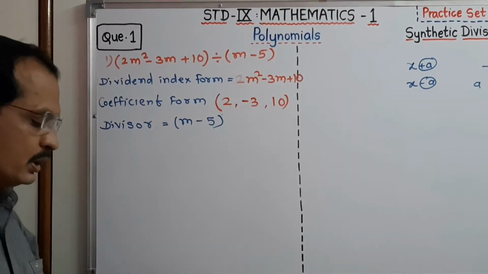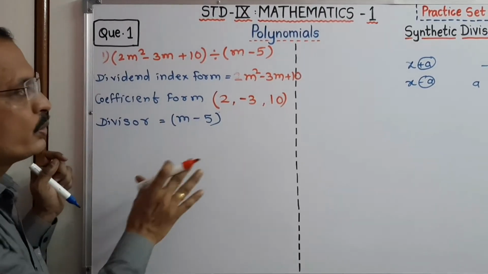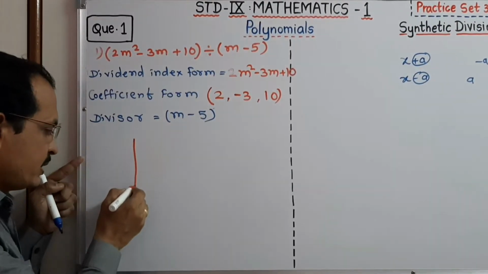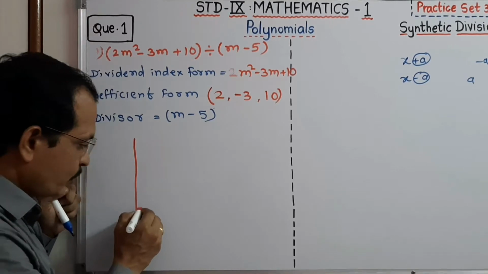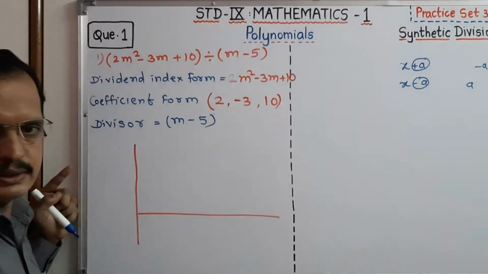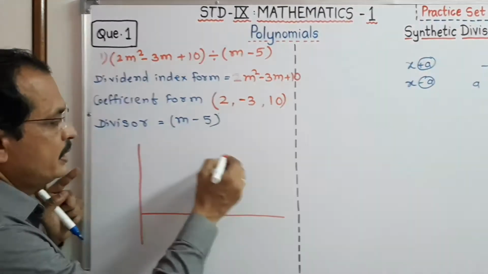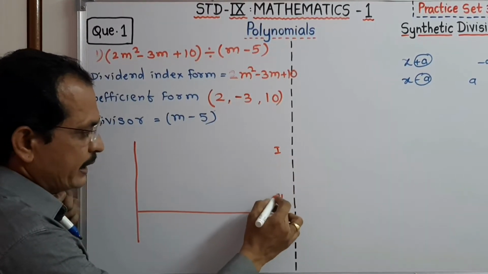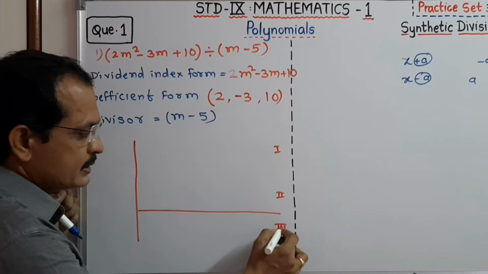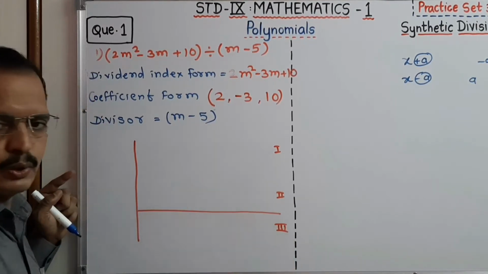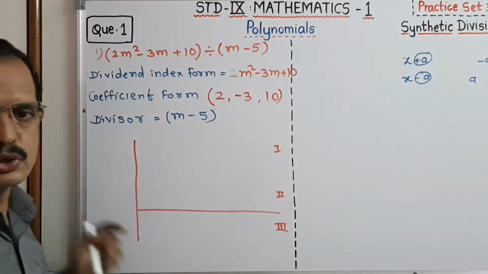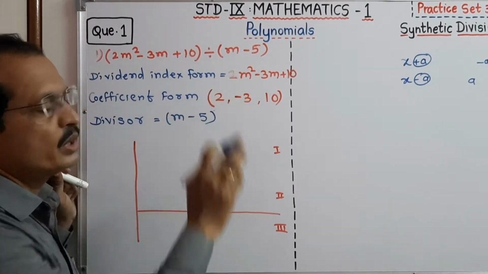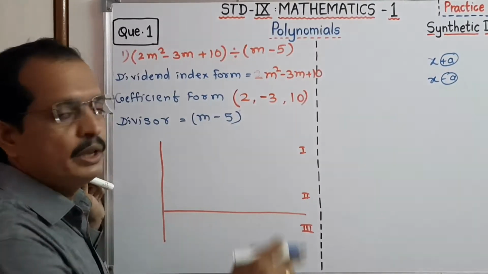Now, dear student, for that purpose, we have to start with the actual division process. For that purpose, we have to make this vertical line. Here we have to make one horizontal line like this, and then this is the first row, this is the second row, and below that this is the third row. That means 3 rows we have to use. In this first row, what do we have to write? We have to write the coefficient form of the dividend.